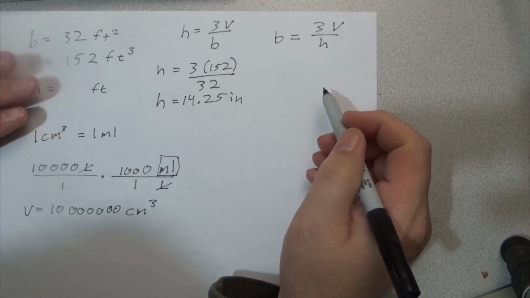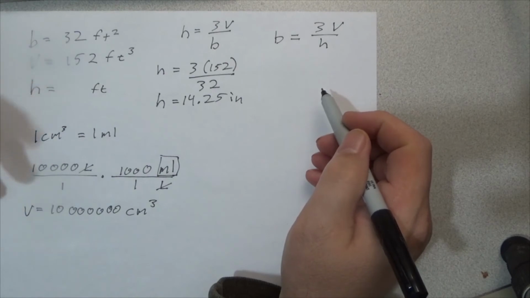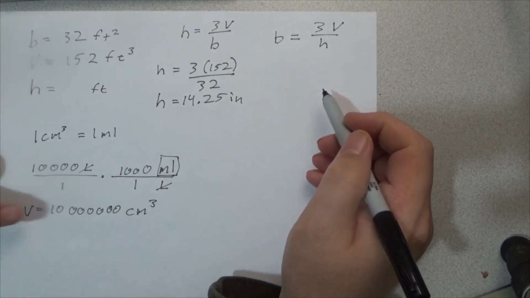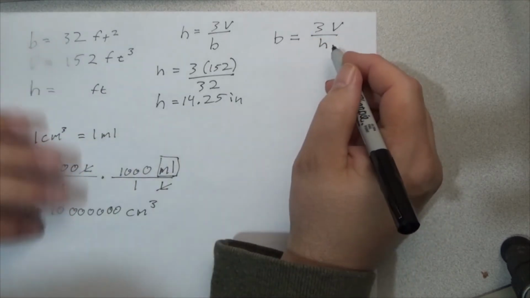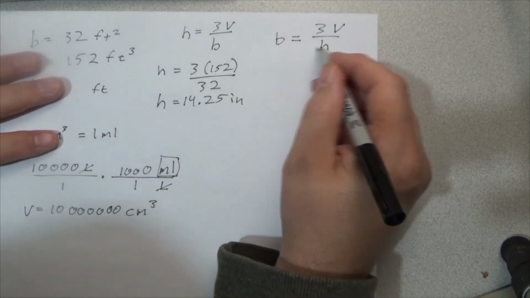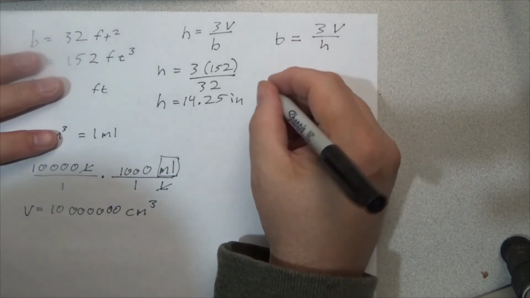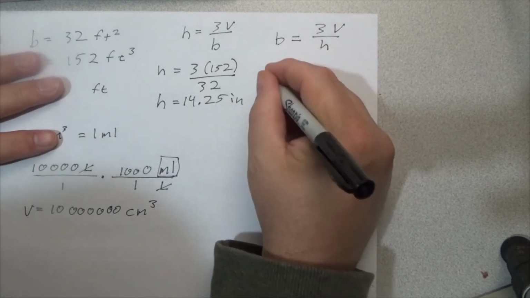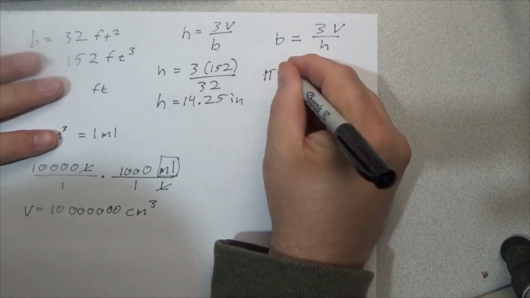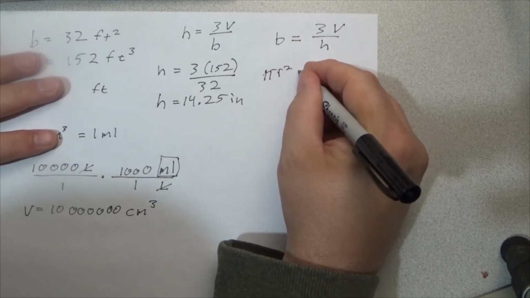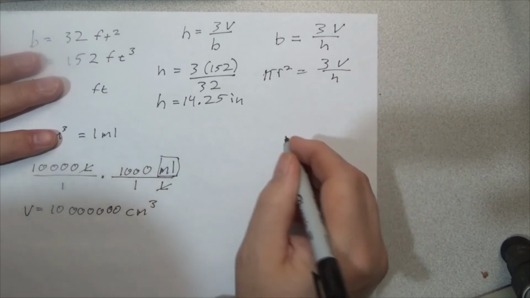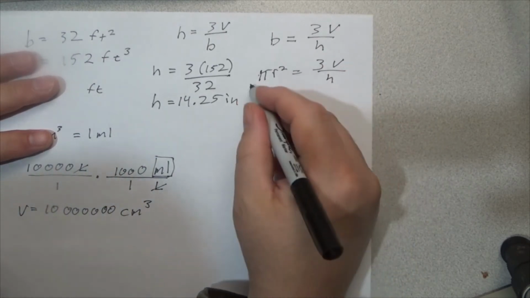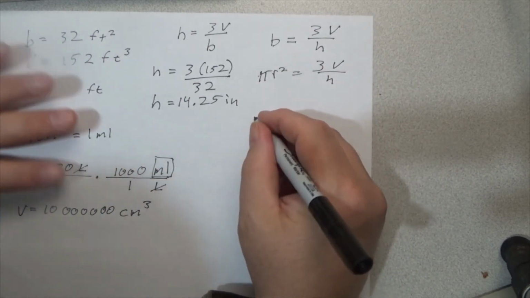And I don't know the radius, so I can't calculate that. It's not just as simple as cutting this number in half. Okay? So what I'm going to do is say the base area, which we know to be pi r squared, is equal to 3 times the volume divided by height. I need to multiply by 1 over pi.